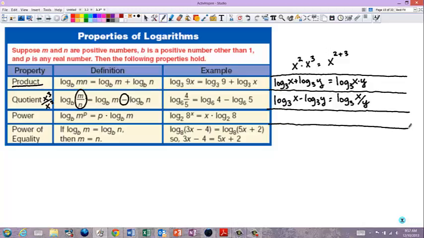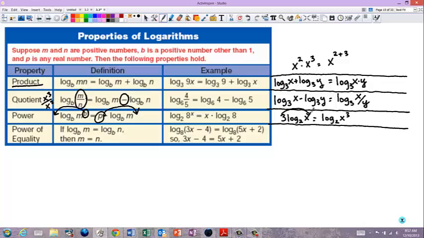Rule number 3 is that if you have something in the front, it can be moved to an exponent, or you can take the exponent and move it to the front. For example, if I had 3 log base 2 of x, that's the same thing as log base 2 of x to the third. I just take it and make it an exponent.